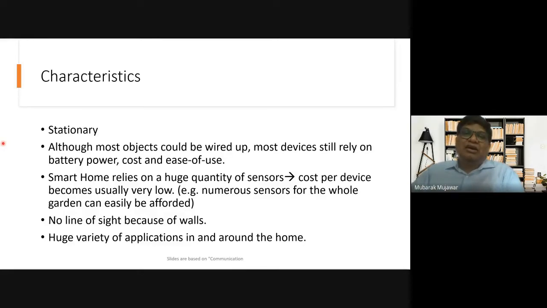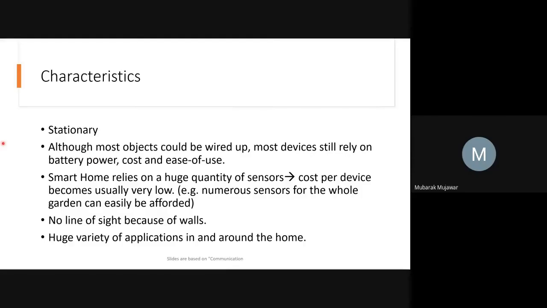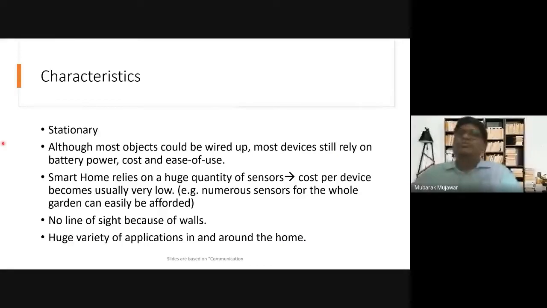The fourth thing is that we are in a house, and the last thing is there is a huge variety of applications in and around the home. For example, we have agriculture sensors, water quality sensors, temperature sensors. So we have a huge variety of applications or sensors in and around the home, and we have to cater to all those sensors using our communication technology.